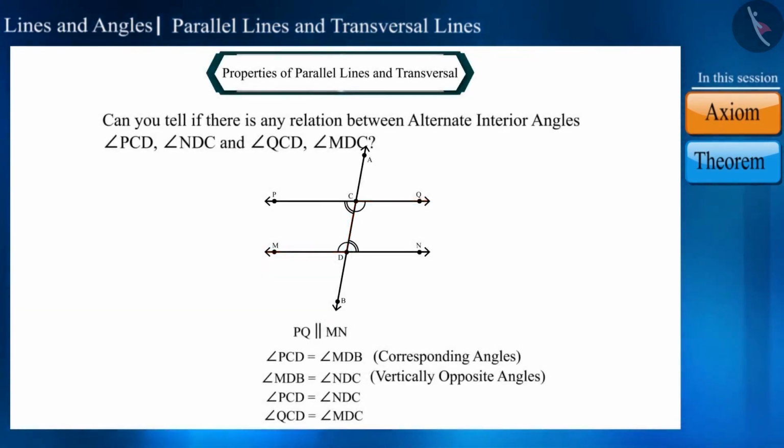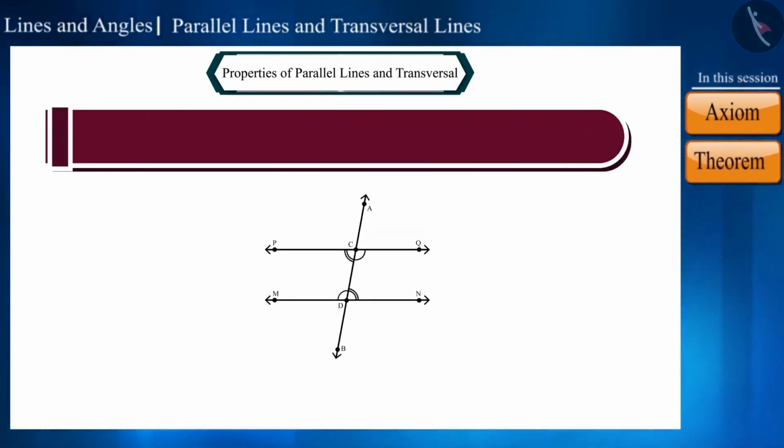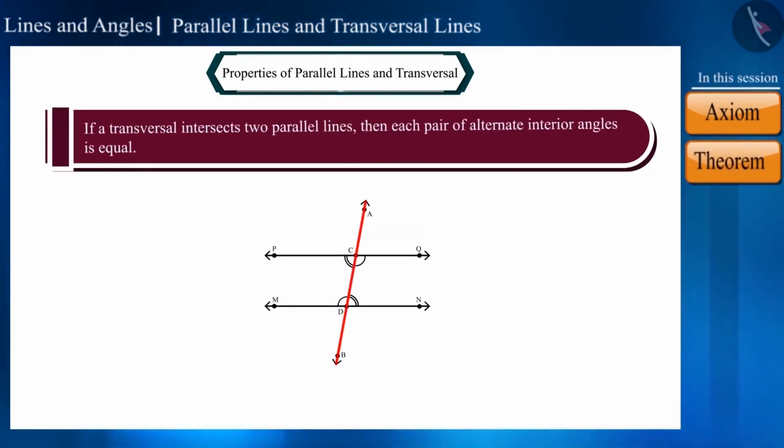Now we can write our result as a theorem in such a way that if a transversal intersects two parallel lines, then each pair of alternate interior angles is equal.